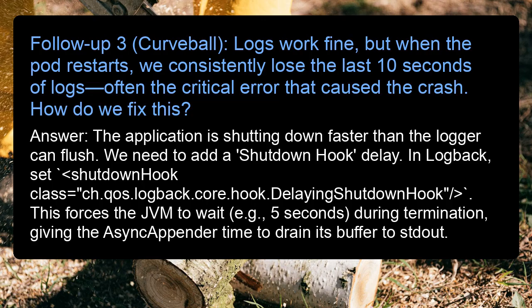How do we fix this? Answer: the application is shutting down faster than the logger can flush. We need to add a shutdown hook delay. In logback, set shutdownHook class equals ch.qos.logback.core.hook.DelayingShutdownHook. This forces the JVM to wait, for example, 5 seconds during termination, giving the async appender time to drain its buffer to stdout.